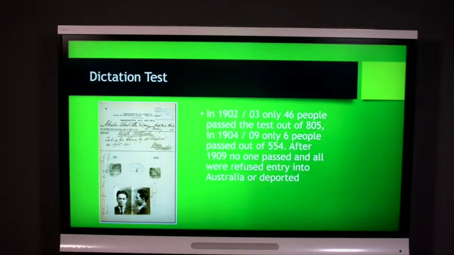This dictation test could be given in any European language, so an Asian person could be tested in French, Italian or English. This meant many Asians wanting to live in Australia failed. This test was also used to discover suspect illegal immigrants.